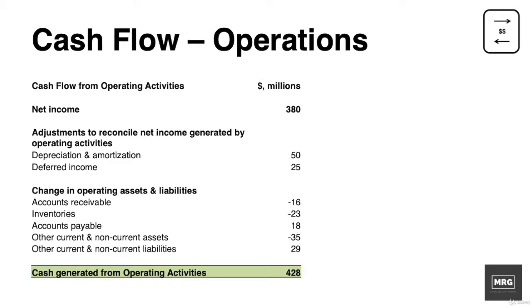Firstly, we look at the cash flow from operations. To start with, we are adding in the net income, which is 380 million, and this 380 million is the net income from the income statement example that we have shown previously. We need to make some adjustments to reconcile the net income generated by the business. First of all, we look at depreciation, 50 million in this example. Depreciation is added back to adjust the net income as no cash is involved.